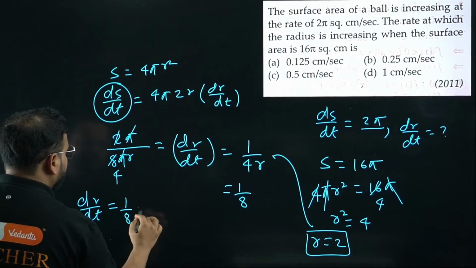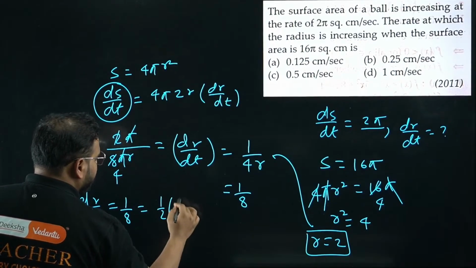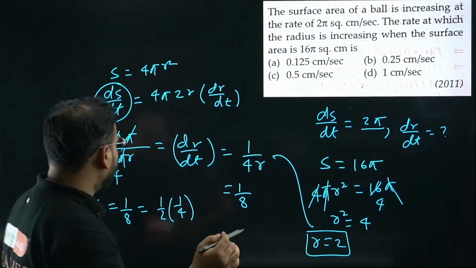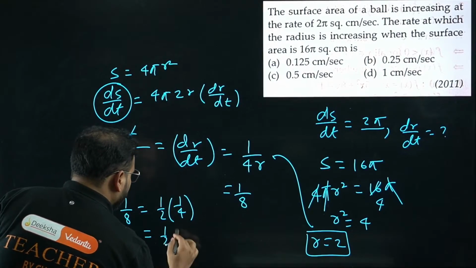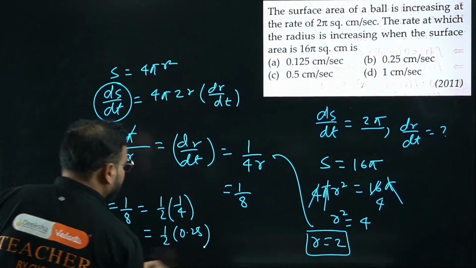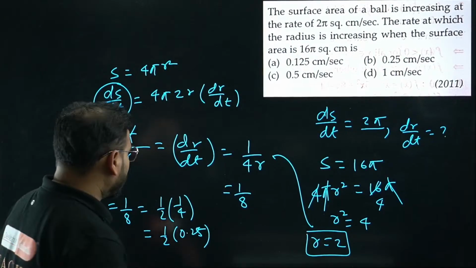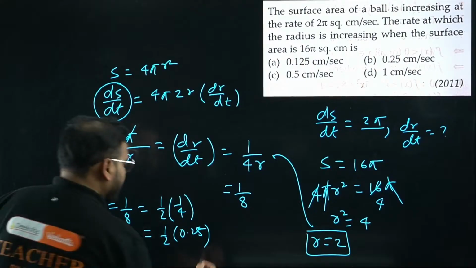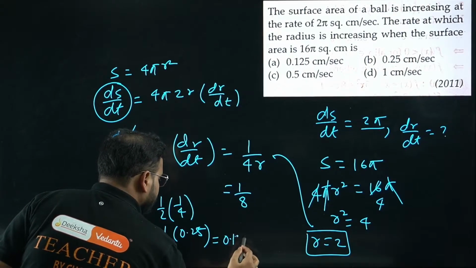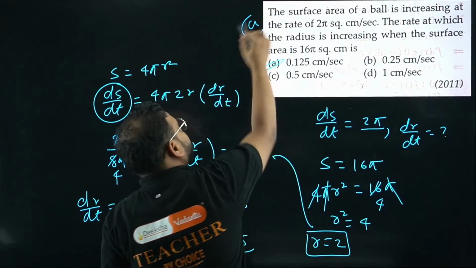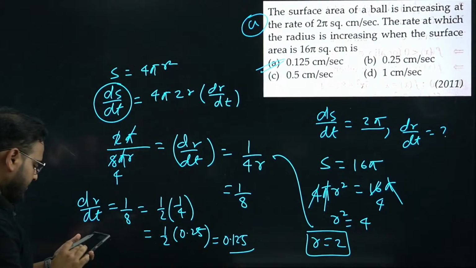What is that going to be? Half of 1 by 4. Half of a quarter is 1 by 8. What does quarter mean? Quarter means 0.25. Half of that will be 0.125. Option A is correct. Please check.